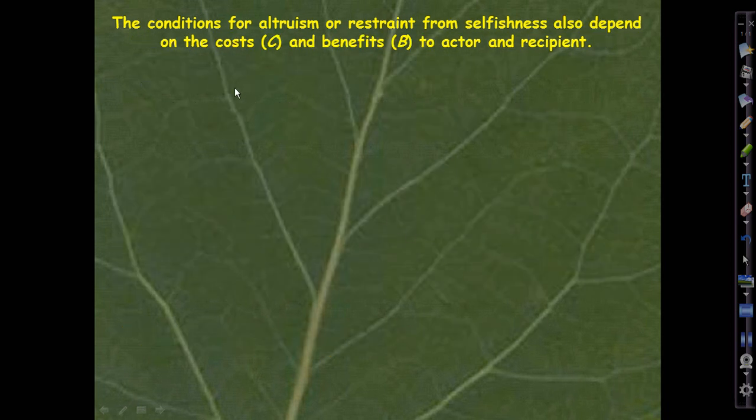Okay, and so that right away implies what the conditions for performing altruism or for restraining from selfishness might be. It's going to depend on the costs and the benefits to the actor and the recipient, which is also part of what Hamilton clarified when he established the theory of inclusive fitness, which has very careful rules about how we're to define these costs and benefits.